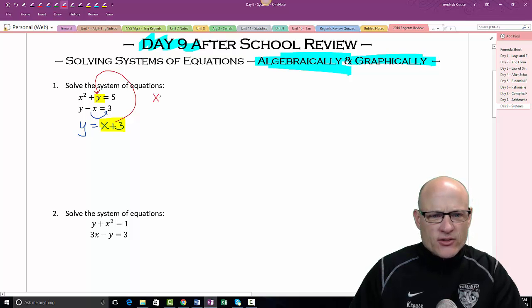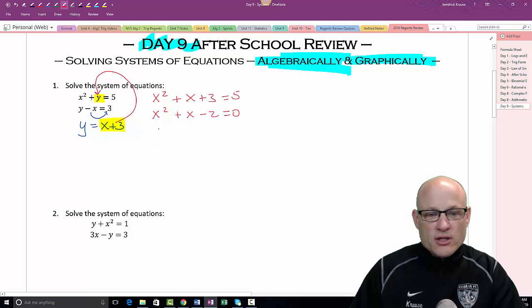So now I get x squared plus my new y, which is x plus 3, equals 5. I'll bring the 5 over. I get x squared plus x minus 2 equals 0. I'll do a little simple factoring.